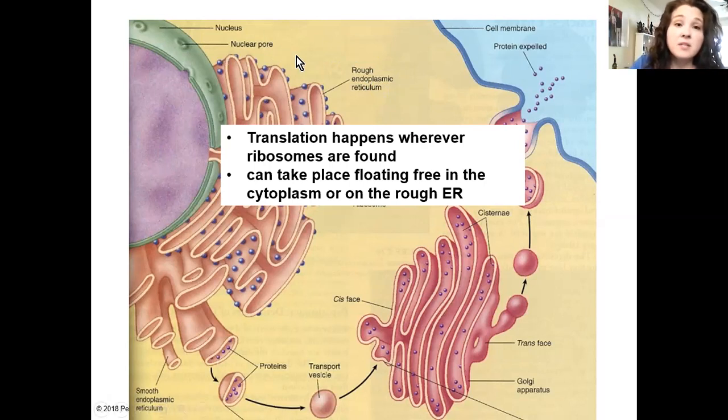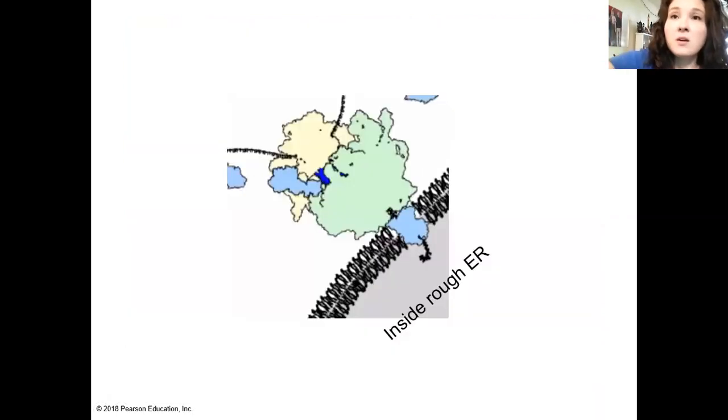Or sometimes the mRNA would attach to a ribosome that is stuck to the outside of the rough endoplasmic reticulum. And when translation happens there, the ribosome just spins the new protein right down into the endoplasmic reticulum. Here you can see a picture of a ribosome, which is attached to the rough ER. We have the membrane here, the membrane of the rough endoplasmic reticulum. This is the inside. Here is the ribosome, and we've got the mRNA coming through. You can see here's the new polypeptide that's being made, just going right down into the rough ER.